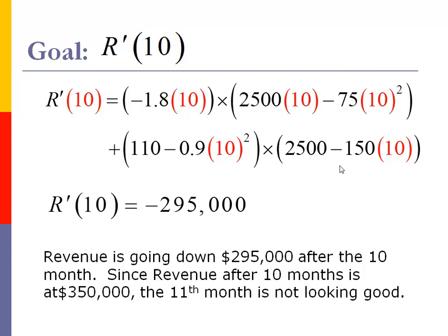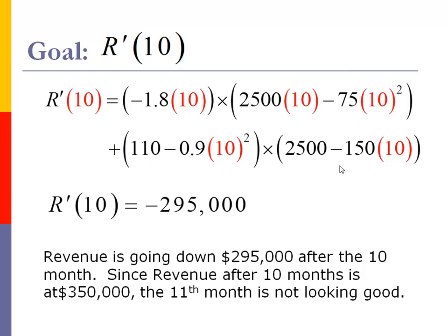$295,000 per month. And that's after the 10th month. So we're sitting here at the 10th month. Our money's going down. Revenue's going down. So during that 11th month, not going to be looking good, because at the 10th month, when I plug 10 into the original revenue formula, I'm at 350,000.